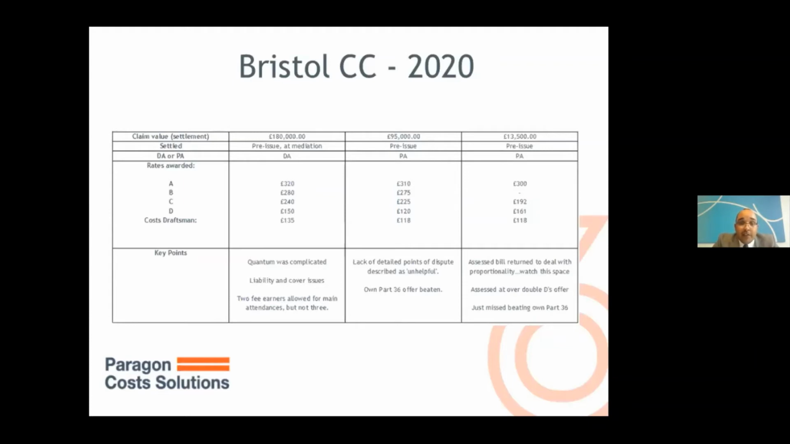Moving on to the other cases, you'll see both settled pre-issue. One settled for 95,000, the other settled for 180,000. So a little bit higher in terms of the value of the claim. But you'll see there the top rates, 310 and 320 pounds an hour. And you'll see that for these higher value claims, the court has been far more willing to deviate from the guideline hourly rate. So this is a bit of an example of what the courts may allow. I wouldn't place too much reliance upon it, but it demonstrates that there is a significant movement away from the guideline hourly rates, which, as I say, I think is a good thing.